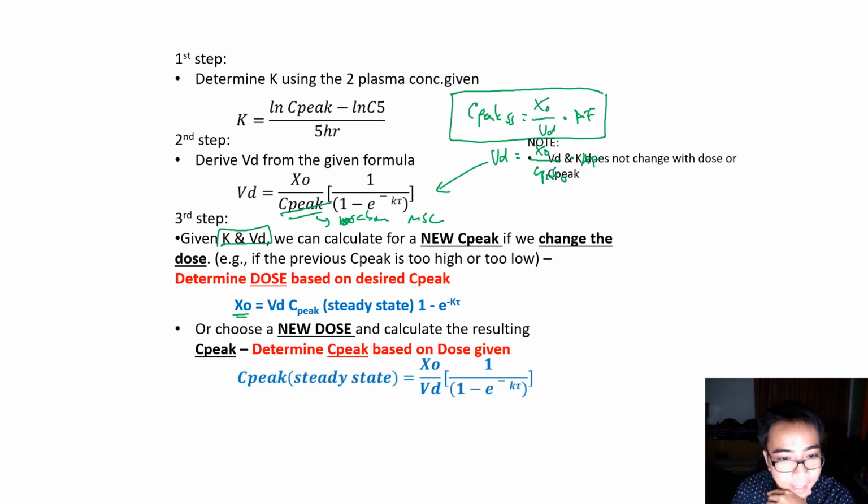So pwede naman, kunwari, sumubo ka ng bagong dose, kunwari. Gusto mong baguhin yung dose. Tapos gusto malaman kung ano kaya magiging resulting concentration nun. Pwede rin. Kasi using the formula, class, C peak SS equals dose over VD times 1 minus e negative K tau. So are we good? Okay, halimbawa gusto kong baguhin yung dose, yun na nga. As long as you have your VD. Na VD na determine natin sa second step. Okay? Now, class, of course, this will be a little bit complicated, pero at least you get actual data here, or good data here.